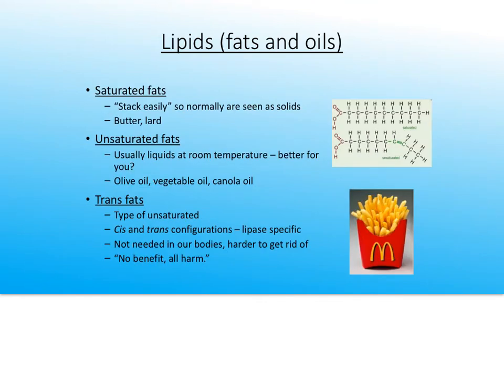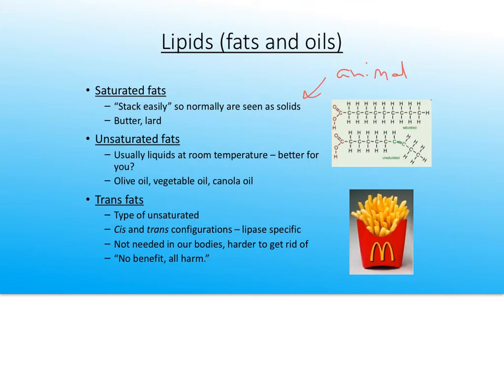Now, that stacking ability, or lack thereof, is what gives you some of the big characteristics of these types of fat. So saturated fats, because they can stack so nicely on each other, generally are seen as solid at room temperature. And these are usually animal-based fats. So things like butter and lard and cream and dairy products, those are going to be saturated fats.